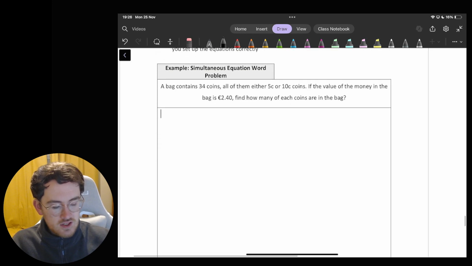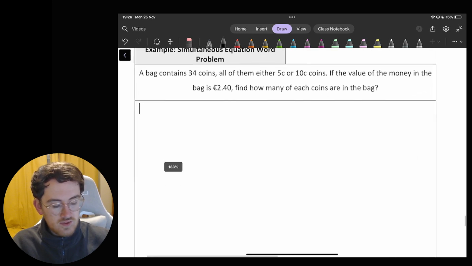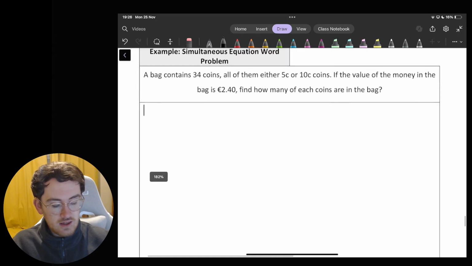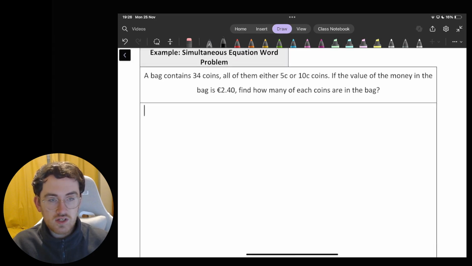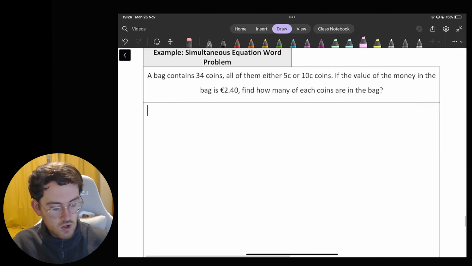So a bag contains 34 coins, all of them either 5 or 10-cent coins. If the value of money in the bag is €2.40, find how many of each coin are in the bag. So what I said here was look for the totals. I can see two totals here. One is that there are 34 coins in the bag. The other is that the total value is €2.40.